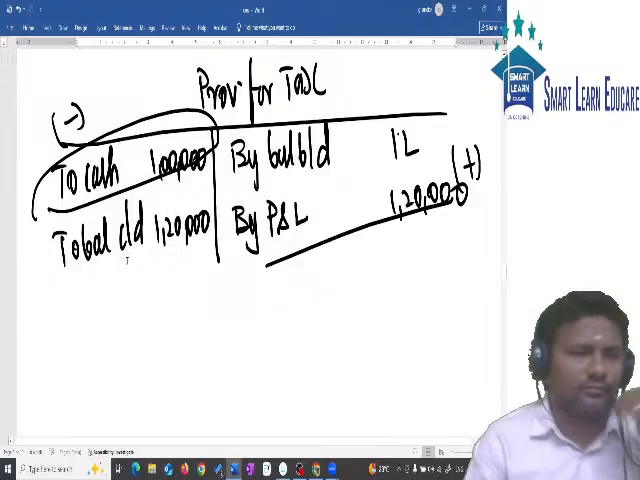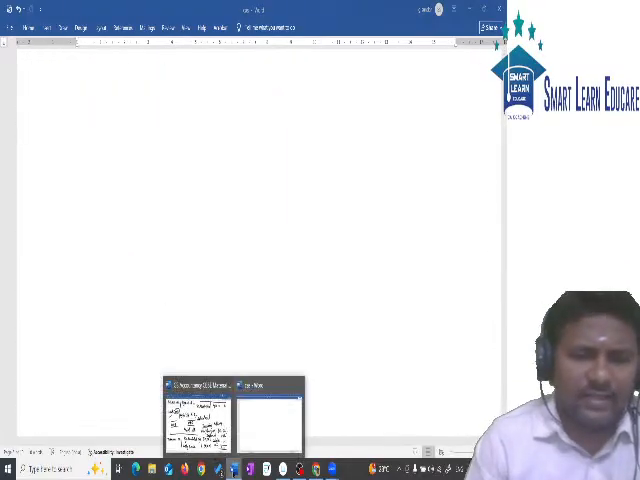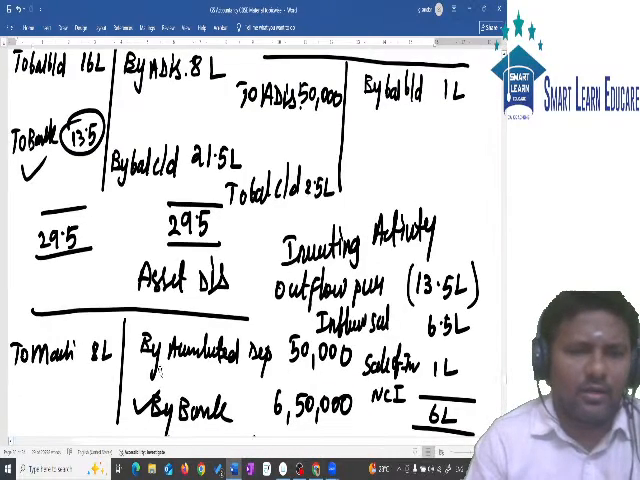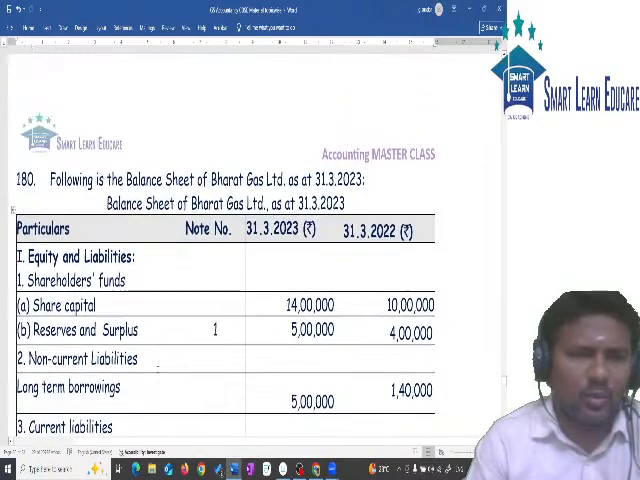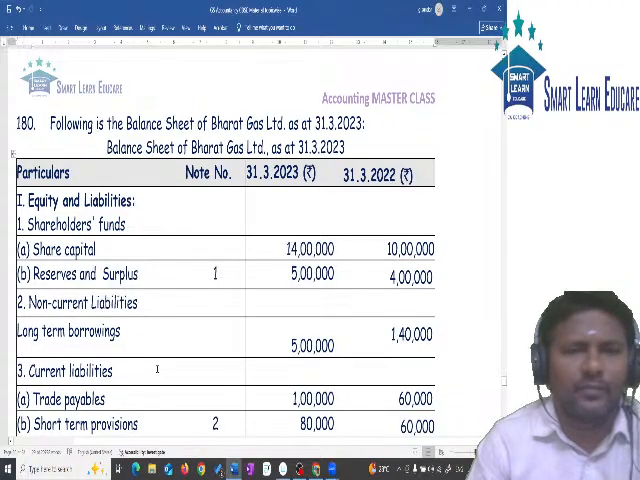Next. So we already started doing sums on this. Now we will take up the next question. Take question number 180.